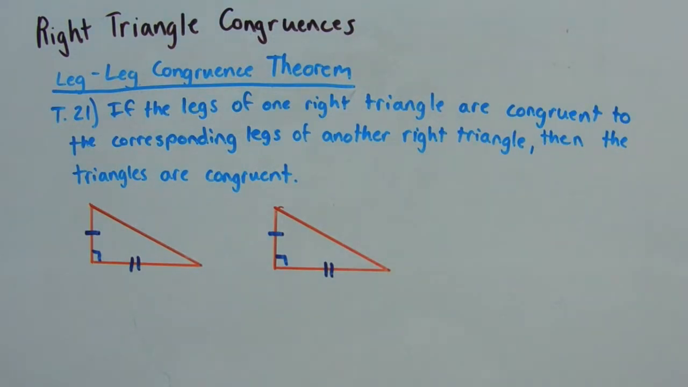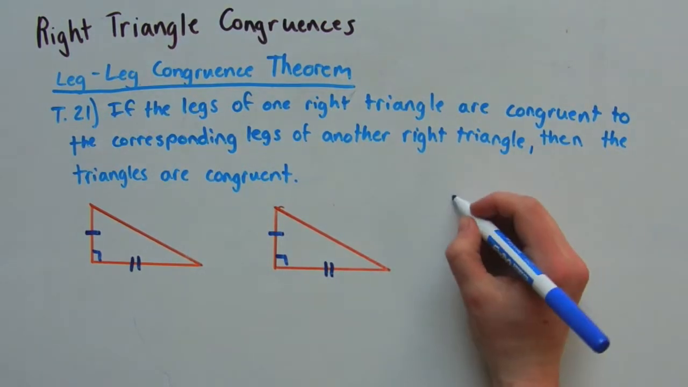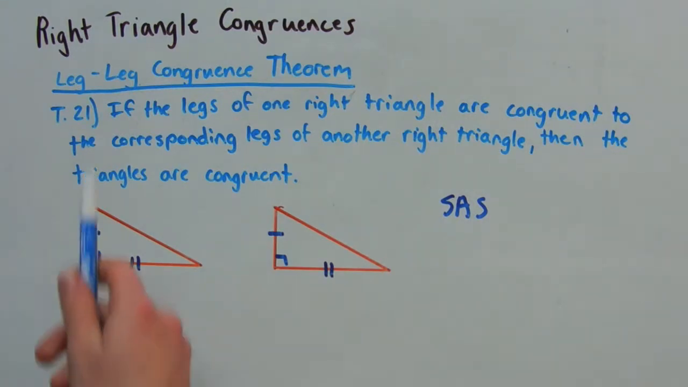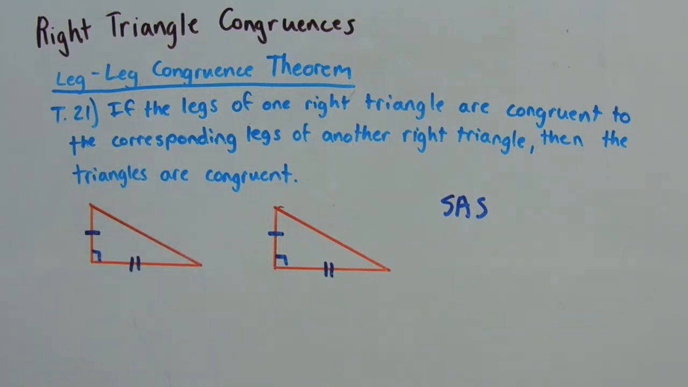And there is a very simple way to prove this theorem. If you remember the side-angle-side congruence postulate, since these are both right triangles, the right angles are 90 degrees, and therefore the right angles are congruent because they're the same measure. So here we have side-angle-side, side-angle-side. So using the side-angle-side postulate is an easy way to prove the leg-leg congruence theorem. Now let's go over the hypotenuse-angle congruence theorem.